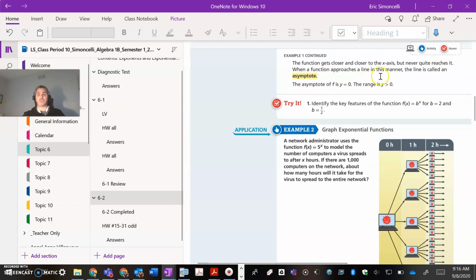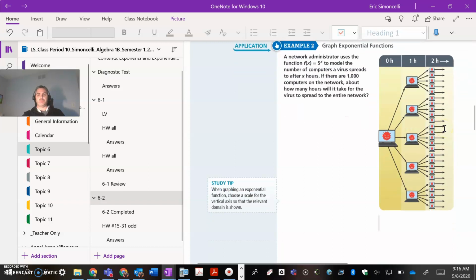When a function approaches a line in this manner, the line is called an asymptote. The asymptote of the function we saw up above was y equals 0, and the range, like I said earlier, is y greater than 0. The y can't equal 0, but it's always greater than 0 in that case. So let's move on to example 2.